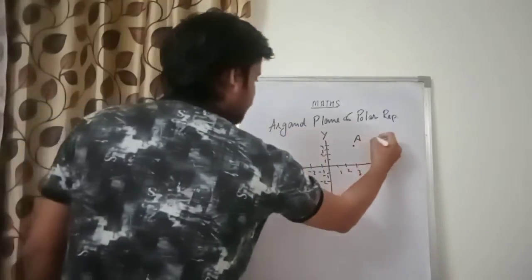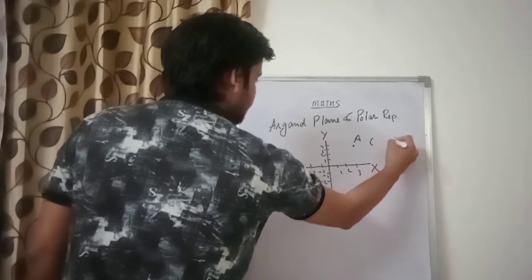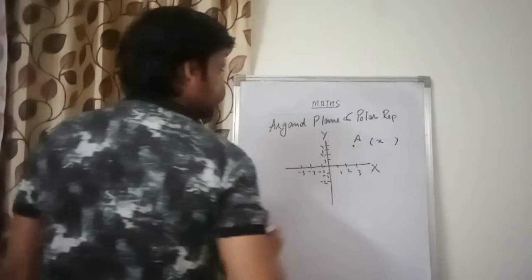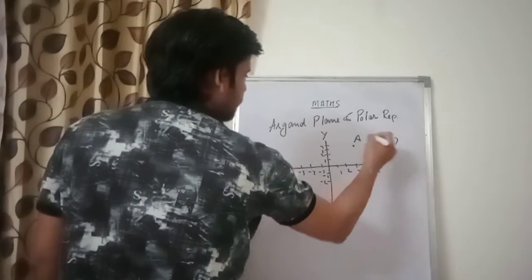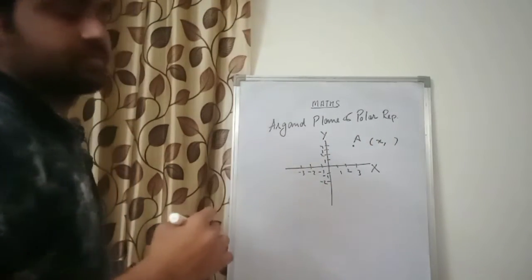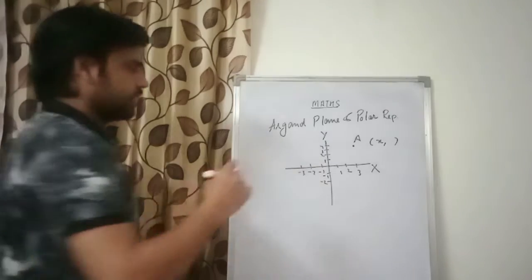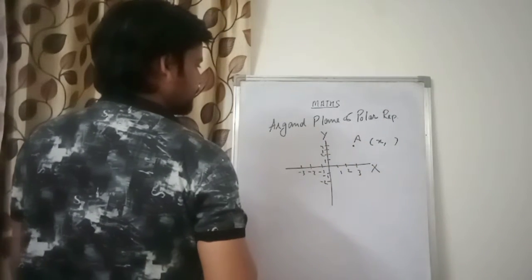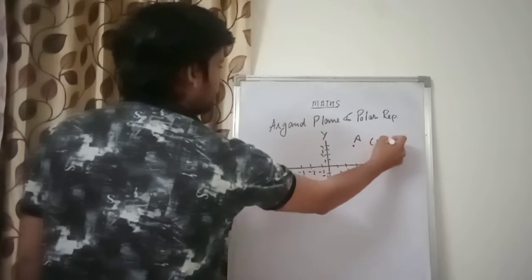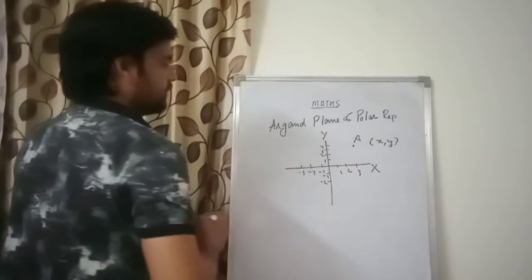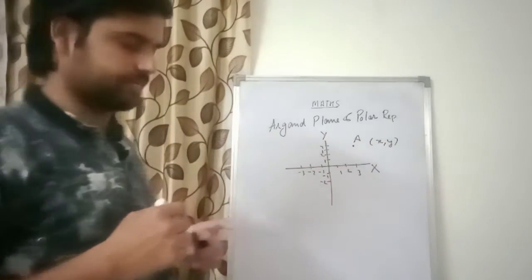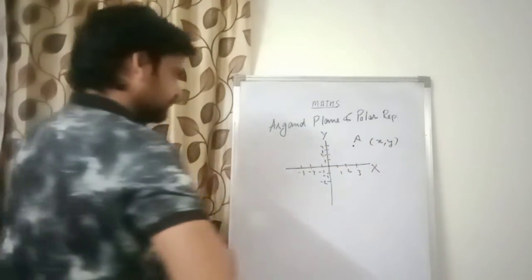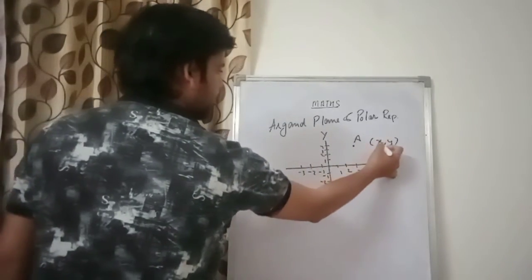So in Cartesian plane, the first number will be your x, or you can say it is called abscissa. It will be related with the x-axis, x coordinates. Next is y, and this y will be called the ordinate. Let's say what will be x and y here.